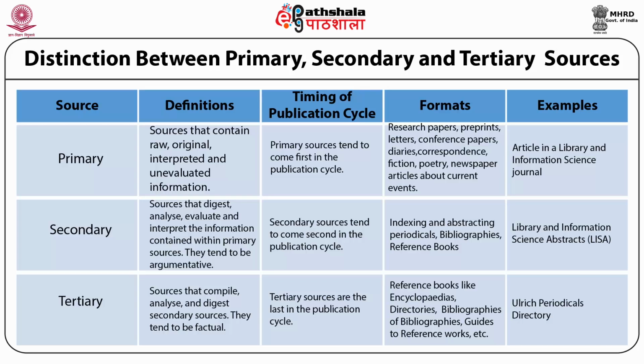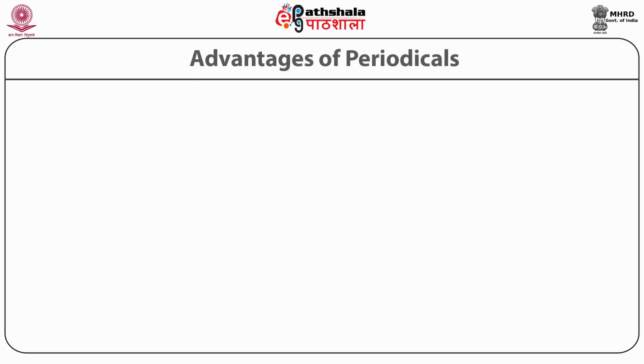An example from the subject of physics. The primary source is Einstein's diary. The secondary source is a bibliography on Einstein, and the tertiary source is a bibliography of bibliographies on relativity.